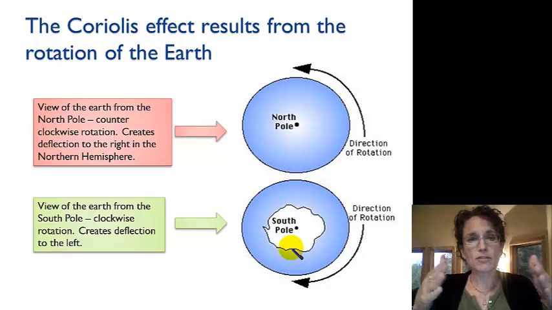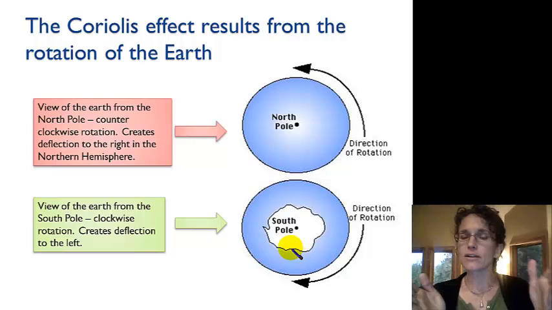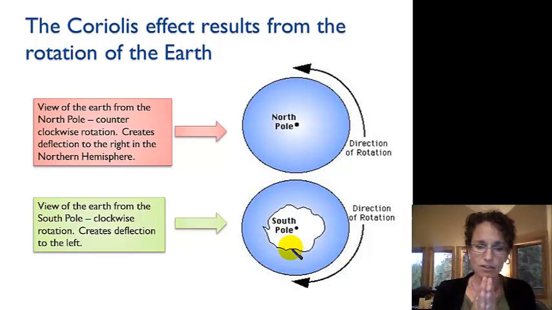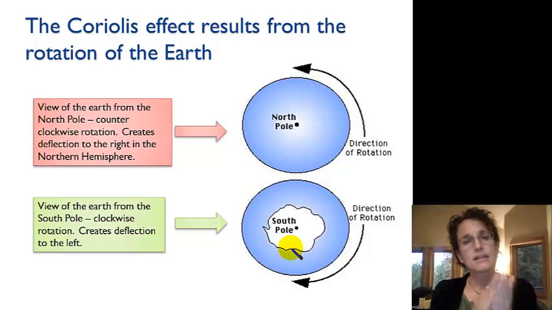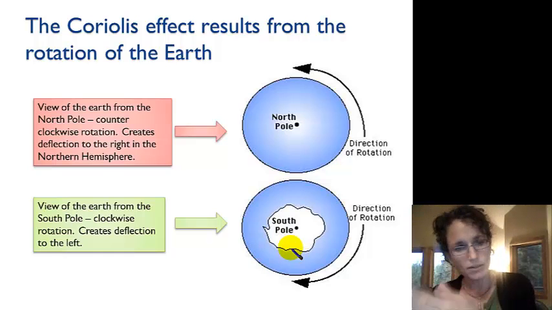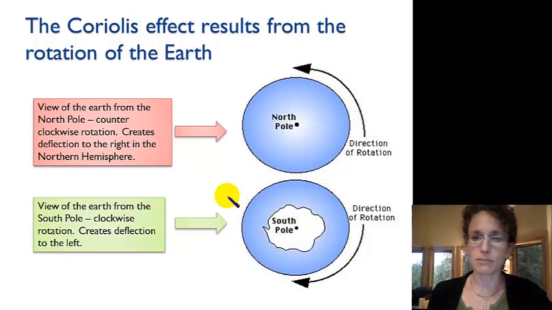So in the northern hemisphere, the Coriolis effect creates a deflection to the right. And it doesn't matter which direction you're traveling. If you're traveling from the North Pole to the south or from east to west, it doesn't matter. That deflection is always going to be to the right. And same thing in the southern hemisphere. It doesn't matter which direction you're traveling. That deflection is always going to be to the left.